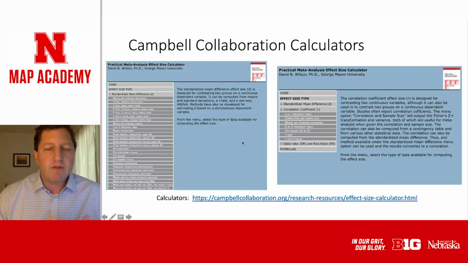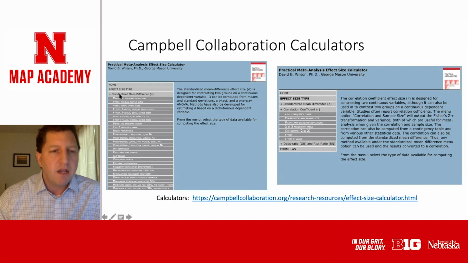As an example, I've put a resource in here for you for the Campbell Collaboration calculators. This is a website, and the Campbell Collaboration is very trustworthy in terms of meta-analysis. You can see on the left-hand side there's a standardized mean difference. If you click the plus sign, you get a menu of all of these different effect size estimators that you can use. It doesn't cover every type of estimator or every way that you can get an effect size, but there are a lot of them in here, and it's a really good resource.